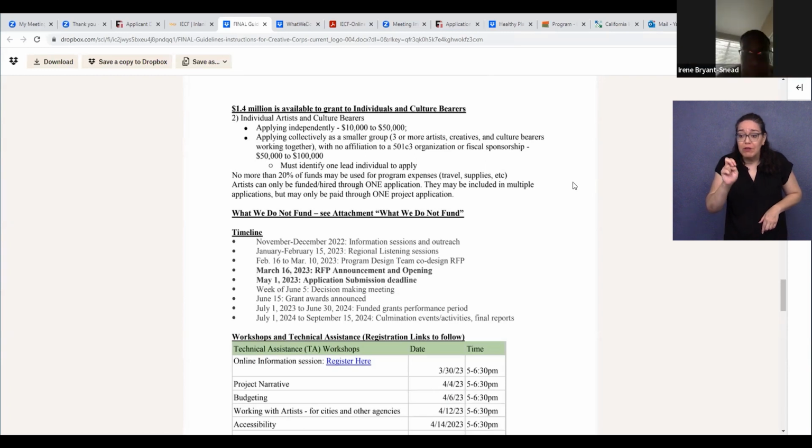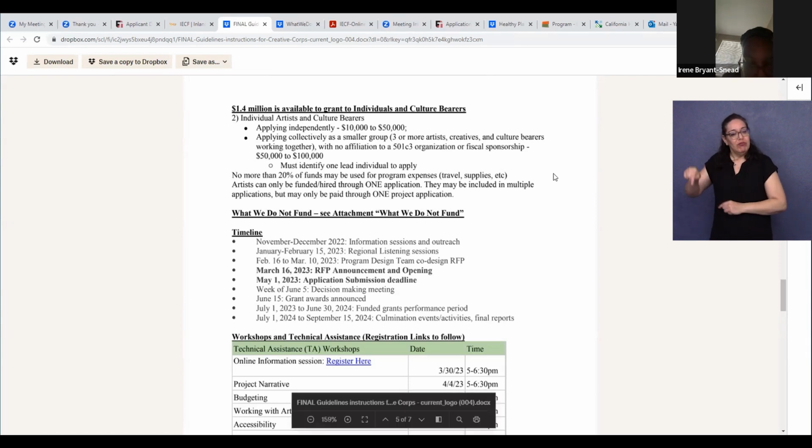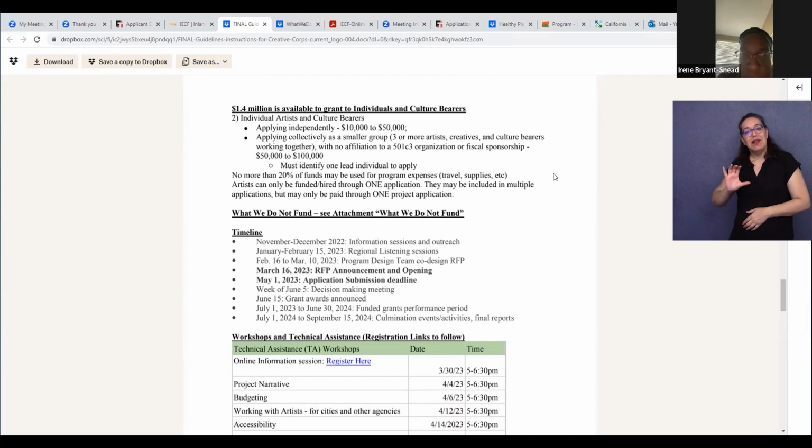Yes, I did have a question. I am representing a few nonprofits. They're 501(c)(4), and they have fiscal sponsors. I wanted to know what information would be needed from the fiscal sponsors. I didn't see that in this document.